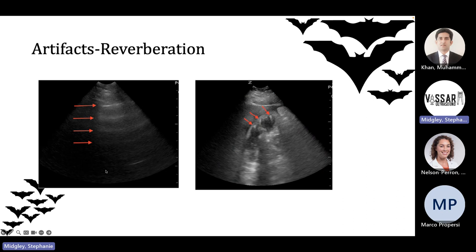We talked about reverberation. If you notice here, you see how there are these comet tails? This is that dirty shadowing I talked about, where you get gray shadows from air. So this is emphysematous cholecystitis that you see here. So thickened wall, you can see some free fluid. There's some pericholecystic fluid. There's a stone because you can see some shadowing. And then here you can see these comet tails of air trapped within that gallbladder wall.